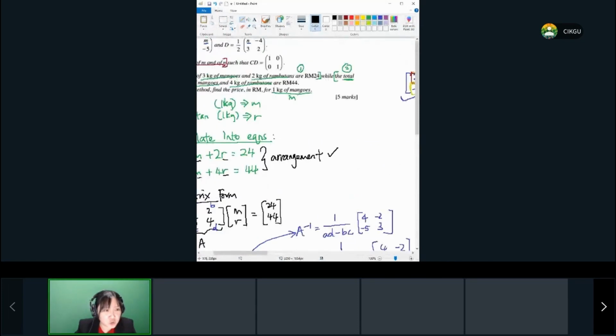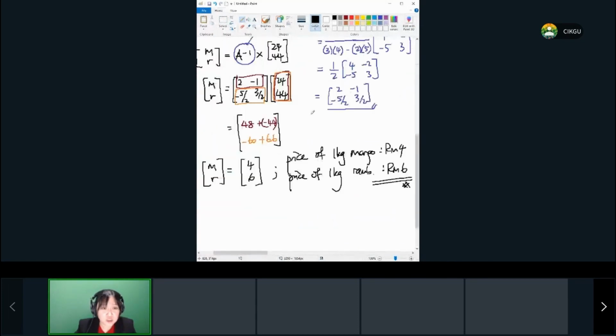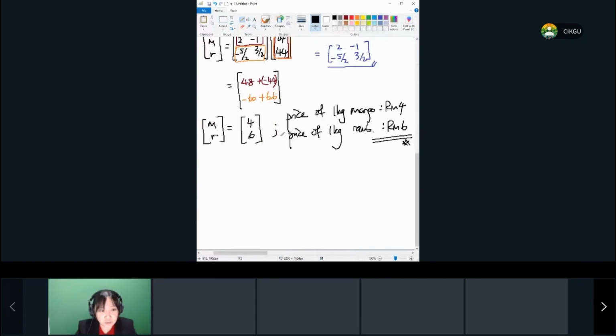Of course, I think for this question, they are not interested in both. They're only interested in the mangoes. So that means actually this line you no need to write. Just write like this is good enough.